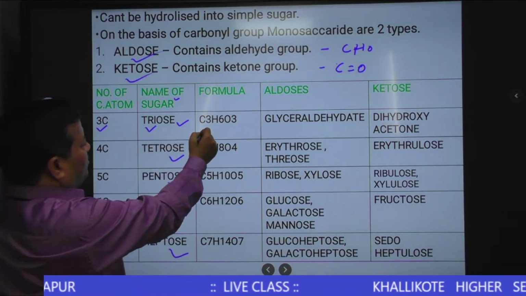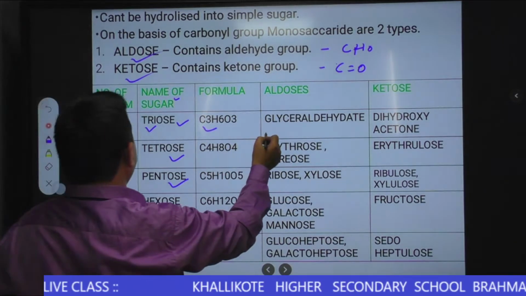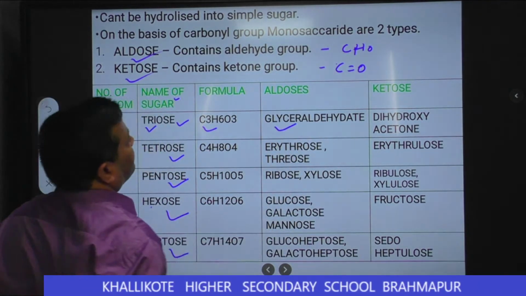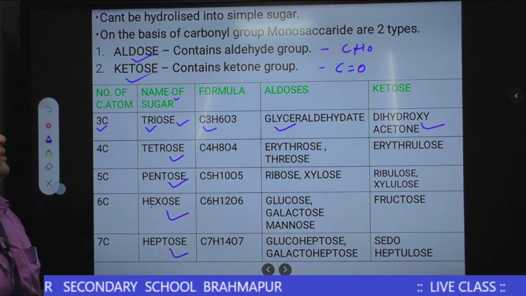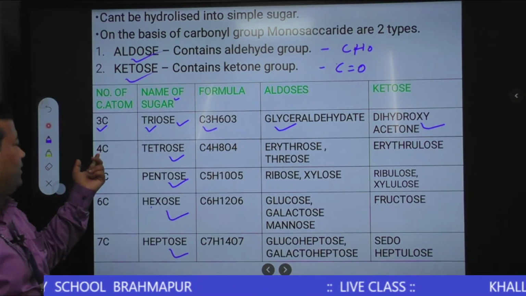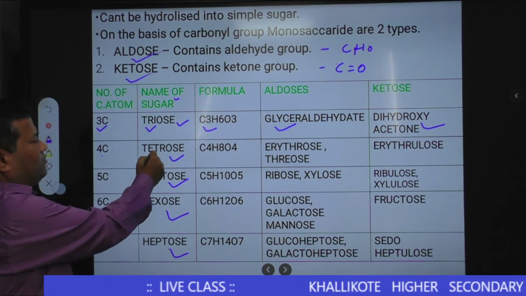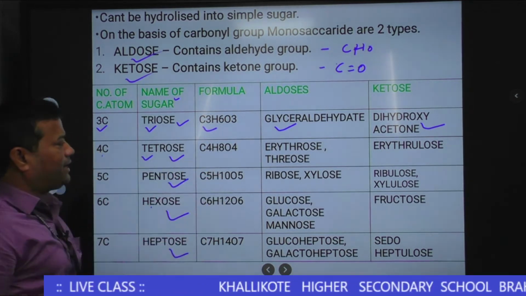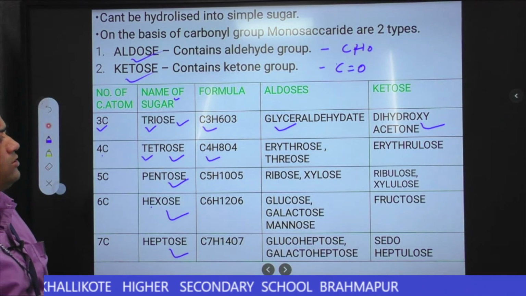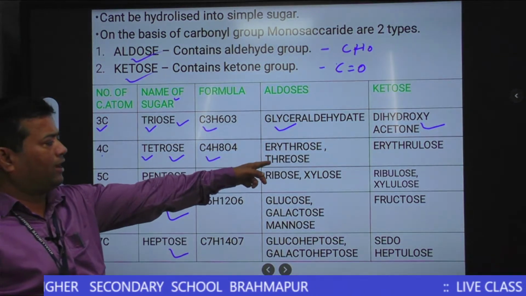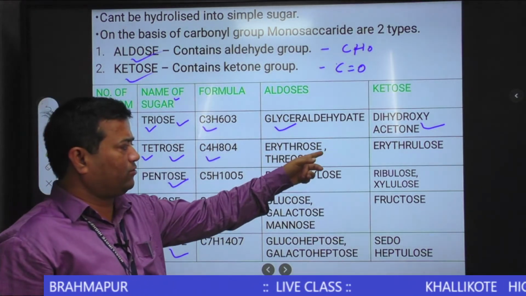Its molecular formula is C3H6O3, and the aldose form of triose sugar is glyceraldehyde. Similarly, the ketose form of triose sugar is dihydroxyacetone. Then when 4 carbon atoms are present, the monosaccharide is called tetrose sugar. Its molecular formula is carbon 4, hydrogen 8, oxygen 4. The aldose forms are erythrose and threose, but the ketose form of tetrose is erythrulose.